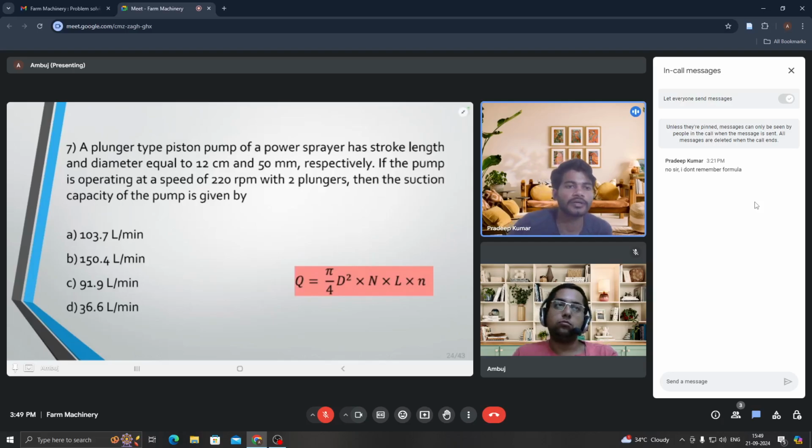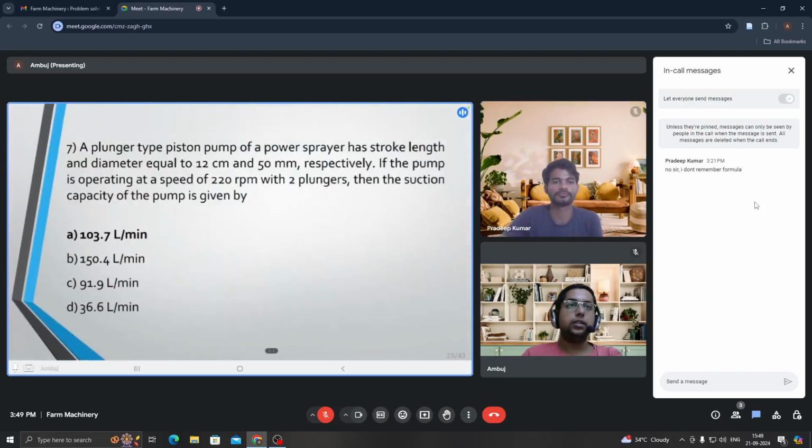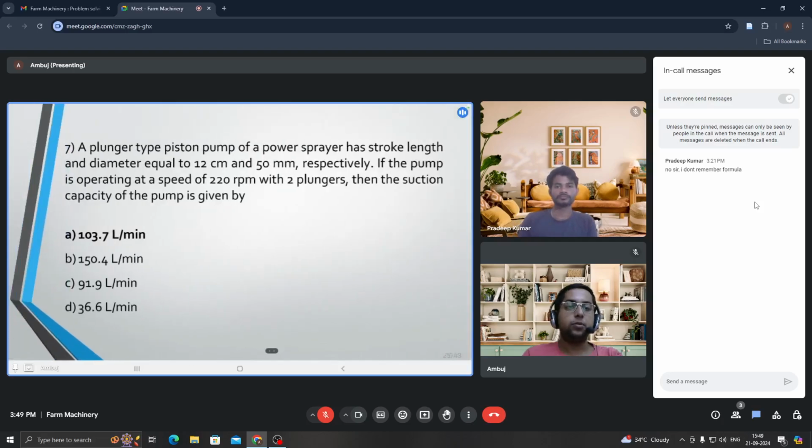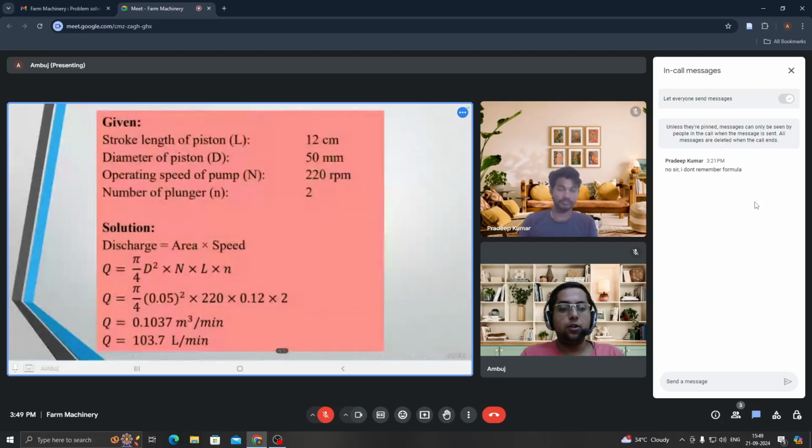Option A, 103.7 liters per minute. Yes, very good. It is indeed the correct option. I also calculated along with you and got this value. L, D, N, n, everything is put in the formula. Capital N is your number of plungers and small n is your RPM, the operating speed. If you put everything in the formula, pi by 4, then D square, then L, then N and n, you will get 0.1037 meters cube per minute.